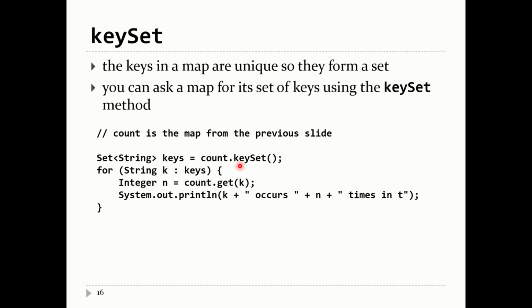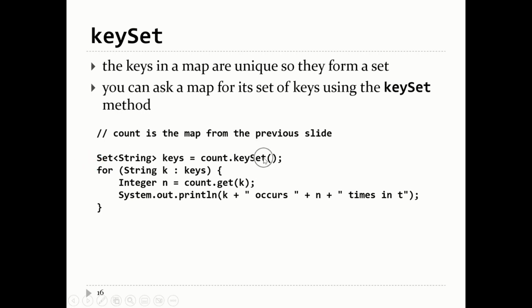When I ask the map for its set of keys, I get back a set of strings, so that makes sense in this case, because I'm counting the number of times each word appears. But the type here is not HashSet, not TreeSet, not LinkedHashSet, it's just plain old Set. Okay? So ignore that for now, but this is the way you would write it. I'm going to explain this in a few slides.